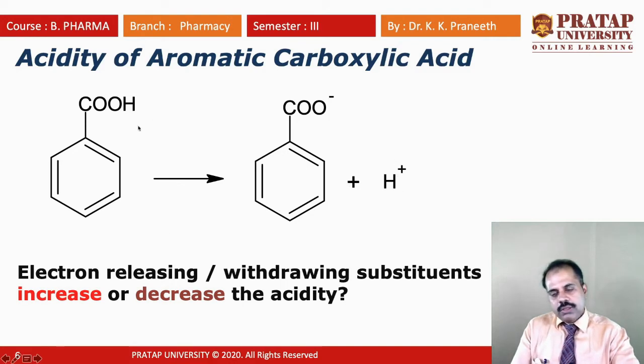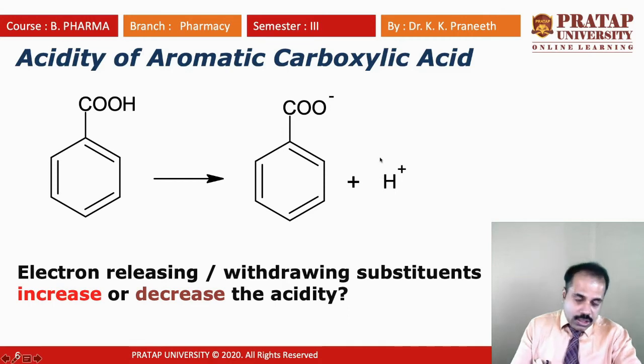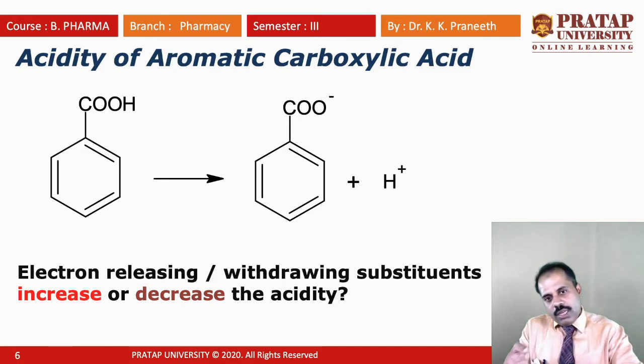We know already, when you add the acid, it will dissociate into COO minus and H plus. So will this reaction be fast or slow? Whether it will release the proton faster if you attach an electron releasing group, or the acidity will decrease, or the H plus release will be slower or faster. Right? This is acidity. Whoever releases the proton faster is the stronger acid, right?